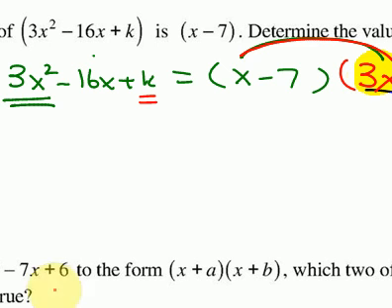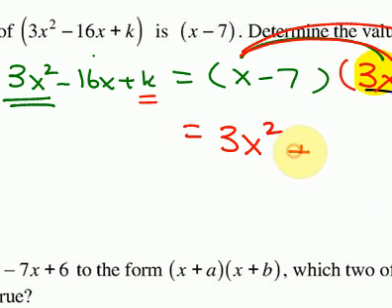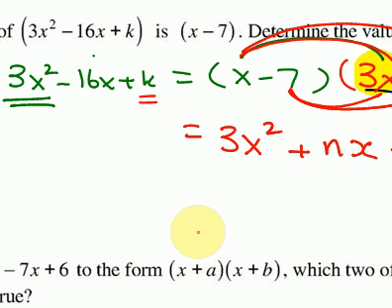What's x times 3x again? Oh, sorry, x times 3x, I said. Okay. Now what about the next one? What's x times n? That's just nx. Okay. What's negative 7 times 3x? Minus 21x. Yeah, and what's negative 7 times n? Negative 7n. Okay. You're thinking, Mr. Lee, this still looks pretty ugly. Oh, I know. Okay.